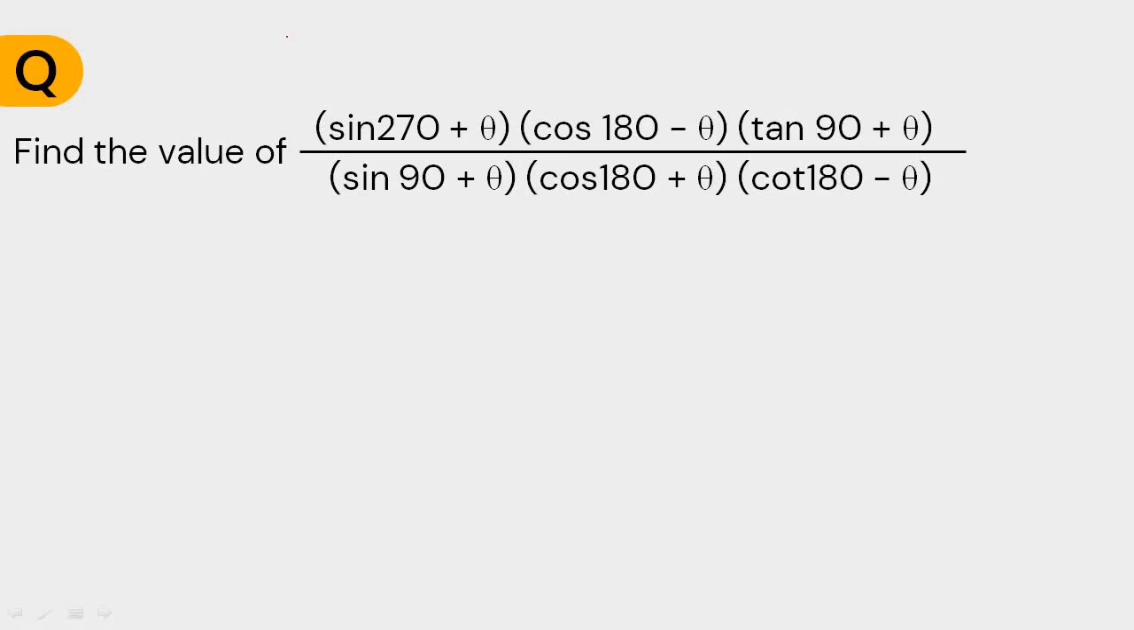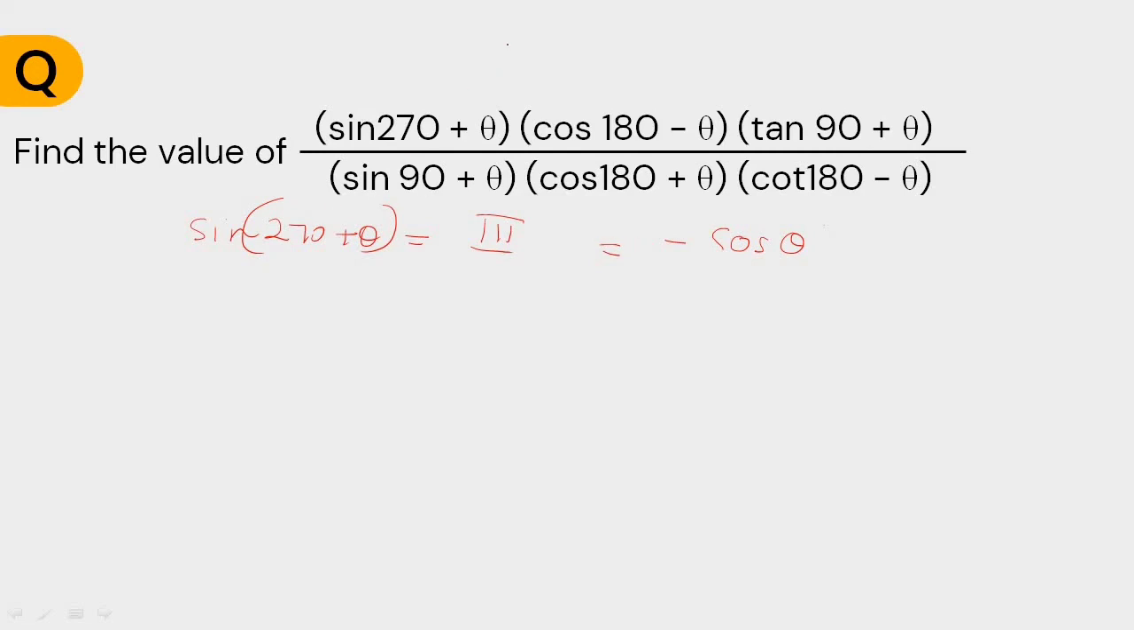Find the value of sine 270 plus theta cos 180 minus theta tan 90 plus theta upon sine 90 plus theta cos 180 plus theta cot 180 minus theta. One by one we can see: sine 270 plus theta. It will lie in the third quadrant, and the value for the third quadrant is negative. And since it is 270, it will change. It will come cos theta, right?